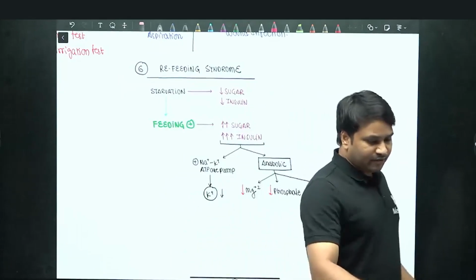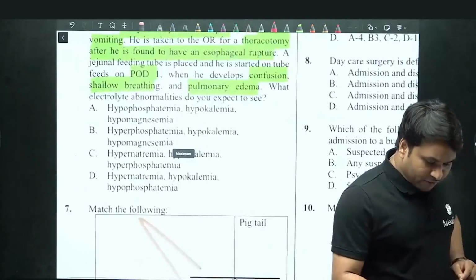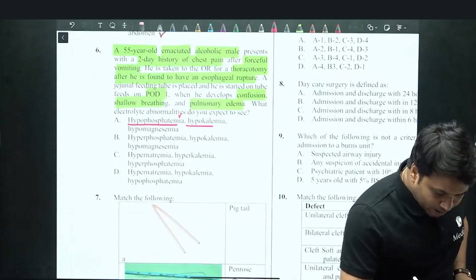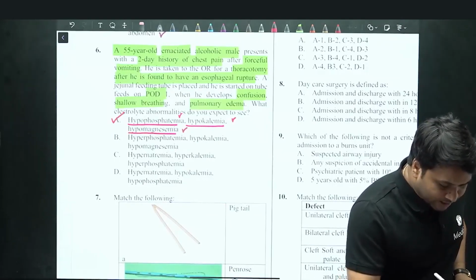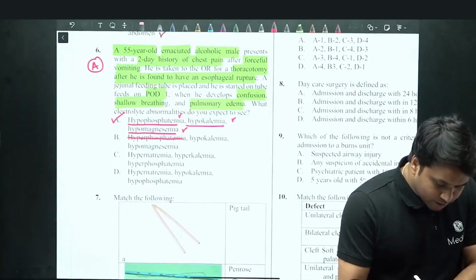So, they're asking in refeeding syndrome, what is the electrolyte imbalance that you see? We have just learned. Will there be hypophosphatemia? Yes, there will be hypophosphatemia. Hypokalemia will also occur. Hypomagnesemia will also occur. So, answer is A for Ahmedabad, right? Will there be hyperphosphatemia? No, it is wrong. Hypo is correct.